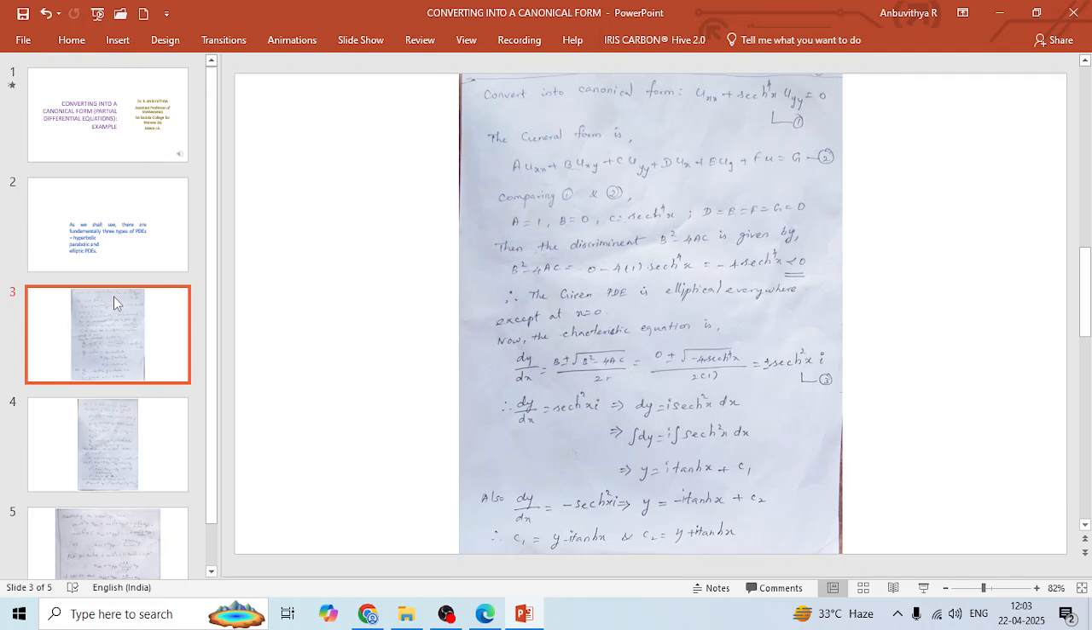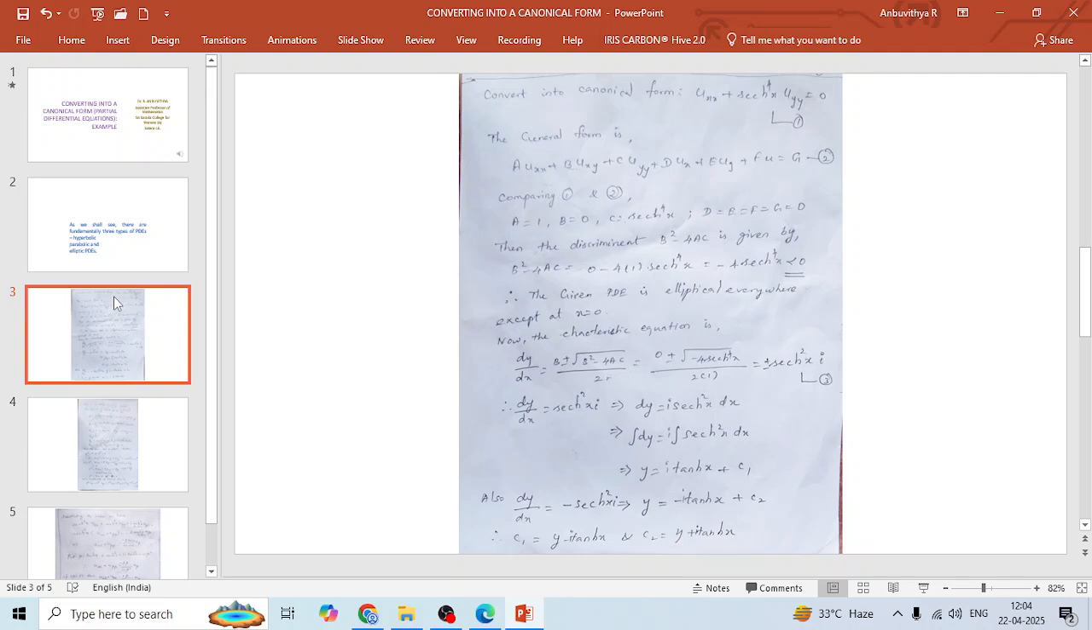Now, we find the discriminant b square minus 4ac, which is minus 4 into sech to the power 4 x, and we can see that it is always less than 0 except at x equal to 0. So it is an elliptic equation everywhere except at x equal to 0. So the given equation is elliptic except at x equal to 0, by making use of the discriminant: b square minus 4ac is less than 0.